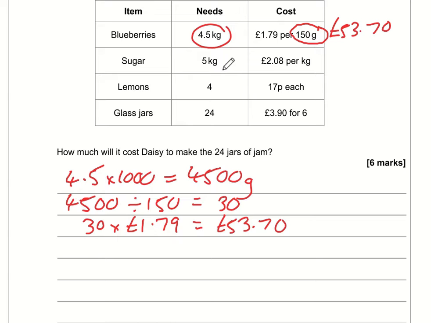Sugar is we need 5 kilos, and it's £2.8 per kilo, so that's simply £2.8 multiplied by 5, and that comes to £10.40.